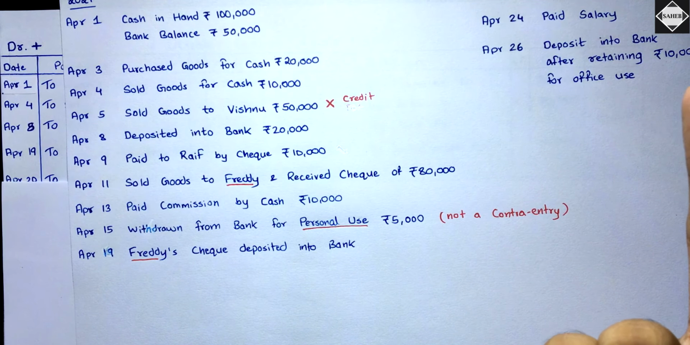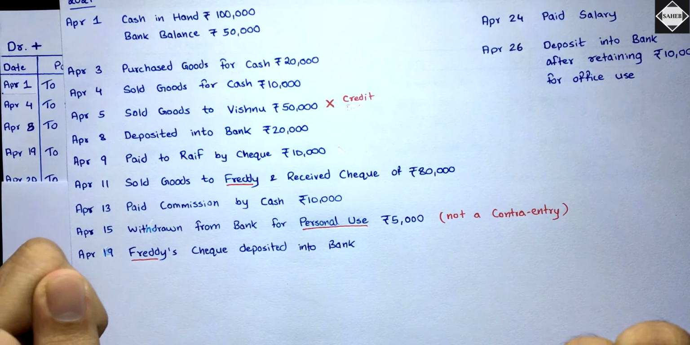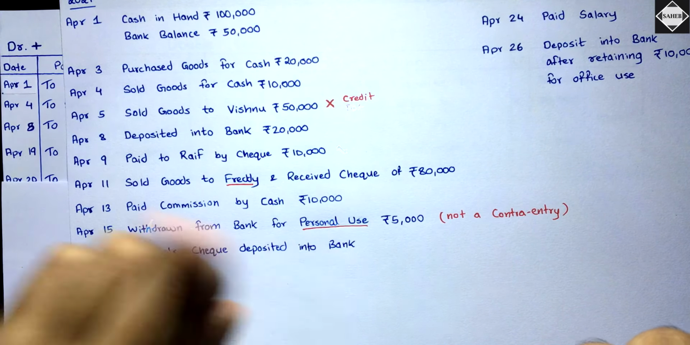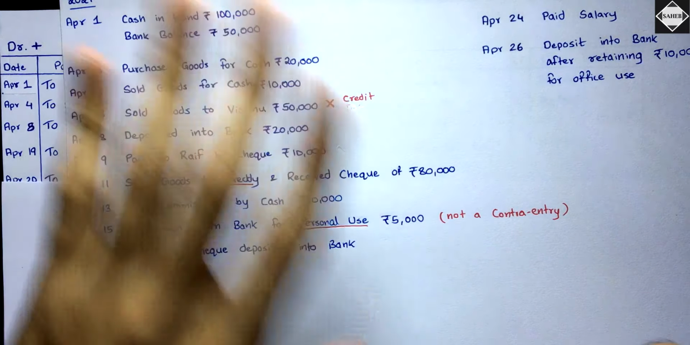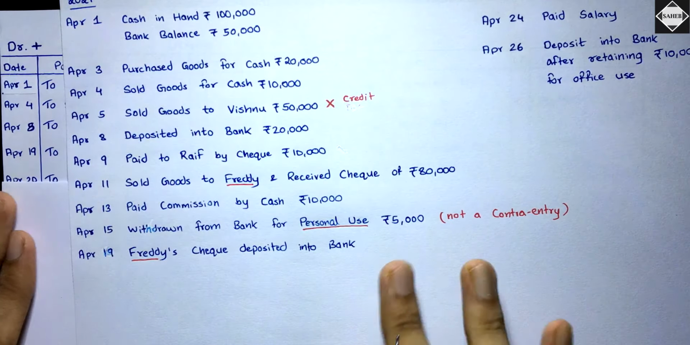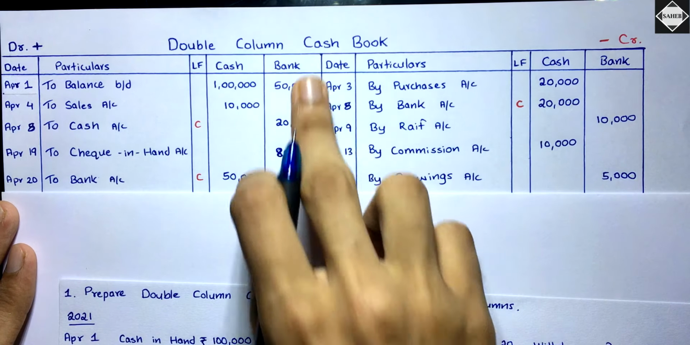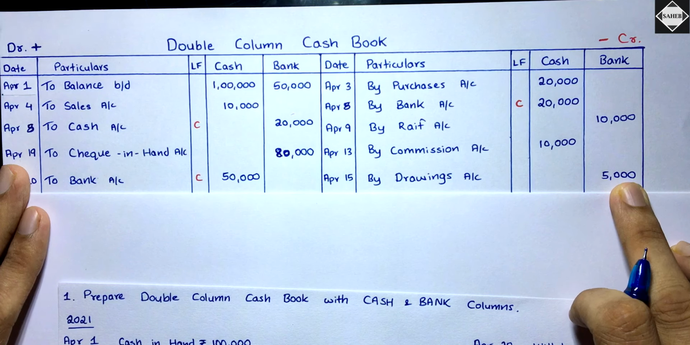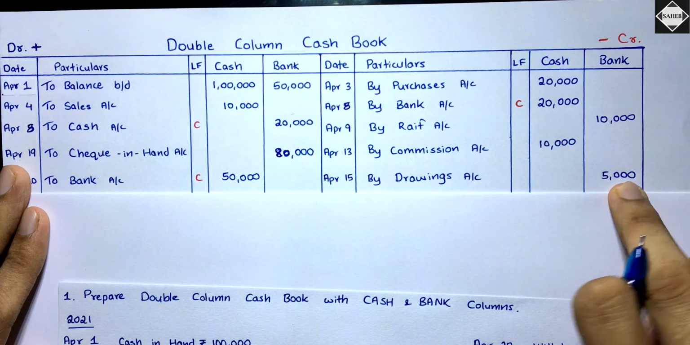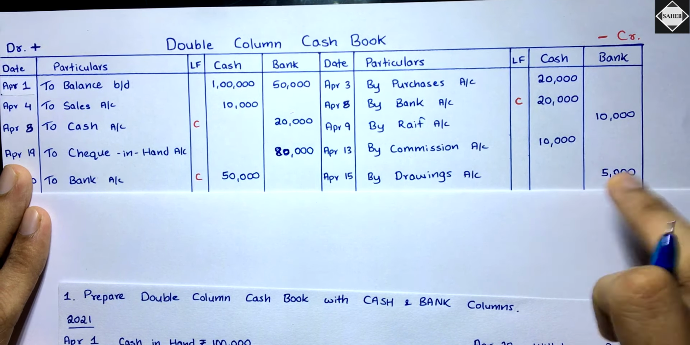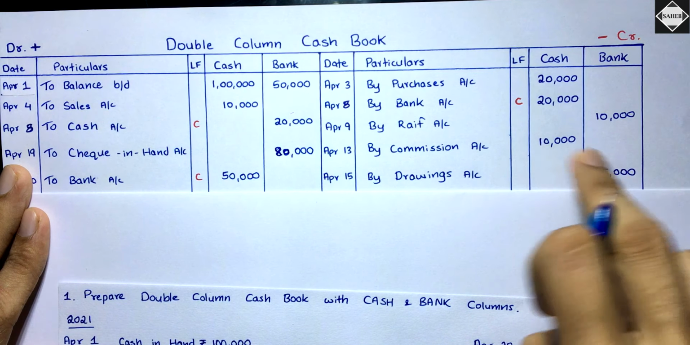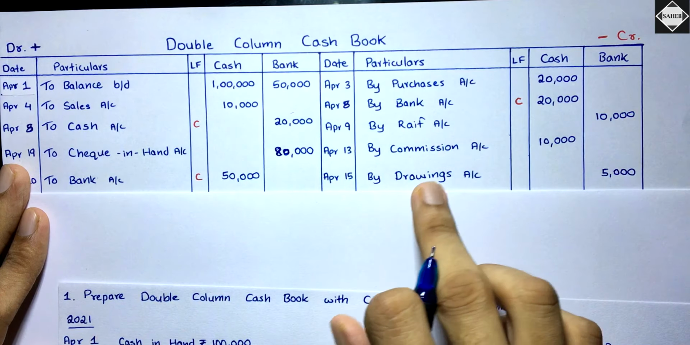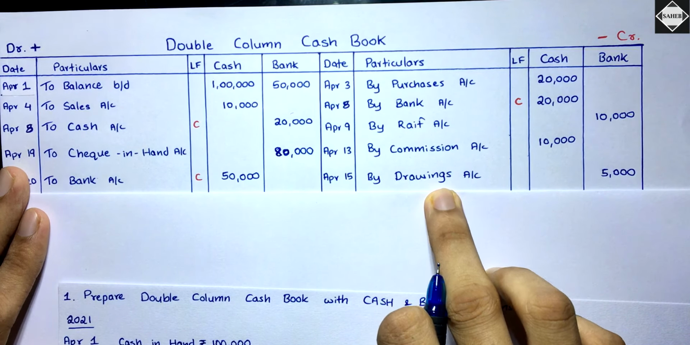Understand that properly. That cash account is of the business, but here who is getting that cash? Personal use, drawing. This will hit drawings account, not cash account. This is not a contra entry. See the recording over here. See here, bank balance has been decreased 5,000 because withdrawal has been done by the owner for personal use. So bank balance has been decreased, bank balance credit, write the amount in the bank column, but it has been decreased because of personal use, so by drawings account. Okay, not cash. This is not a contra entry, by drawings. Is that clear? Fine. April 15, fine.